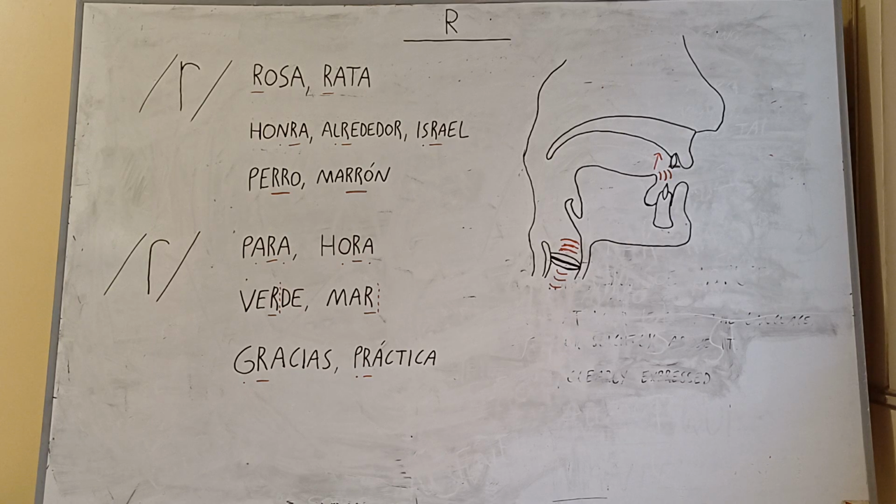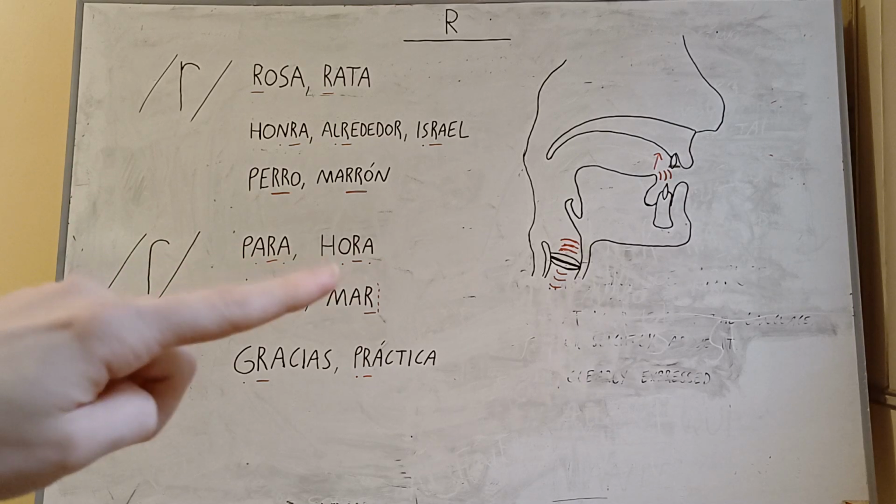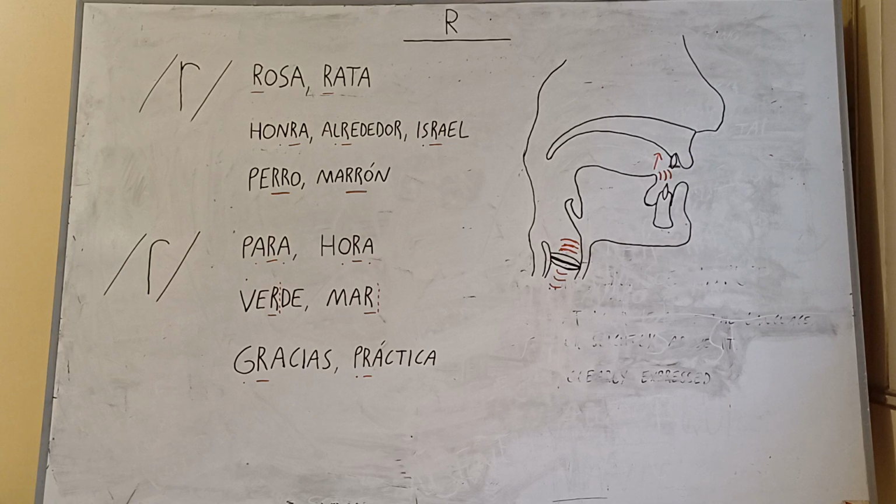So let's see in which cases we produce the tapped r sound. We produce this sound when the letter R is between vowels. Like in this first row. Para, ora. So I am not pronouncing para or orra, but para, ora.